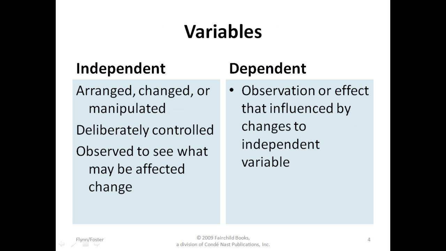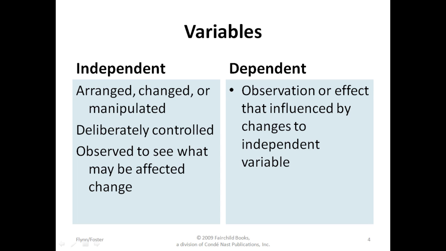Looking at variables, there are two types of variables in a study: an independent variable and a dependent variable. The independent variables are manipulated or changed and deliberately controlled and observed to see what will be affected by that change. The observation or effect that is influenced by changes to the independent variable is the dependent variable.